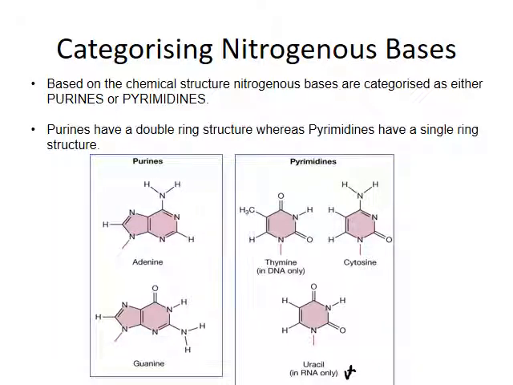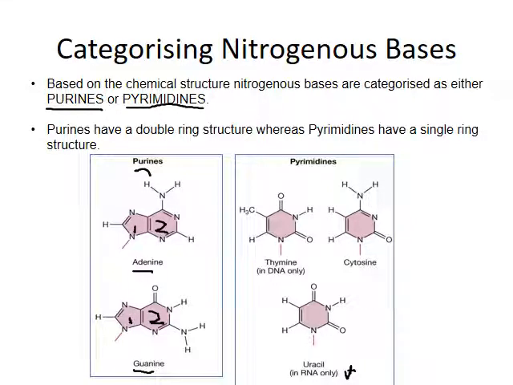We can classify our different bases into one of 2 groups. So we've got 2 groups here. One's called the purines, and the other one's called the pyrimidines. And the difference is in the ring structure. So if you look at the purines first, you can see that adenine is a purine and guanine is a purine, and they both have 2 rings fused together.